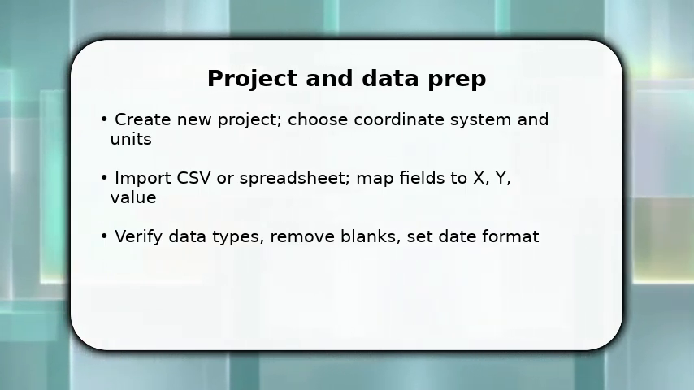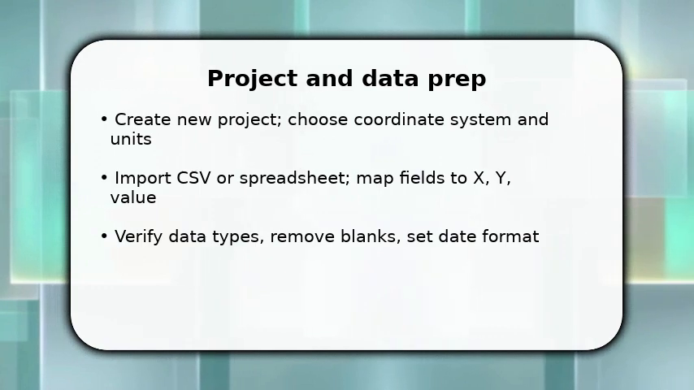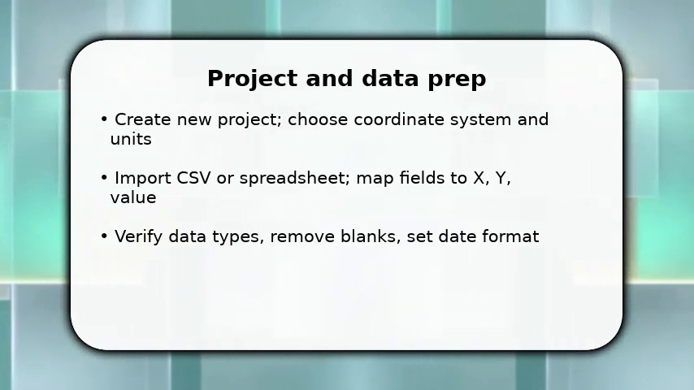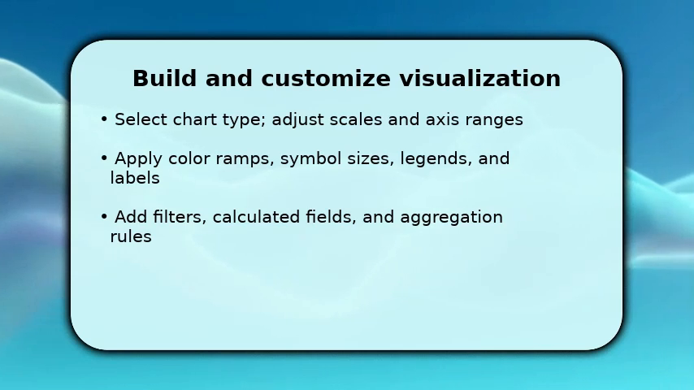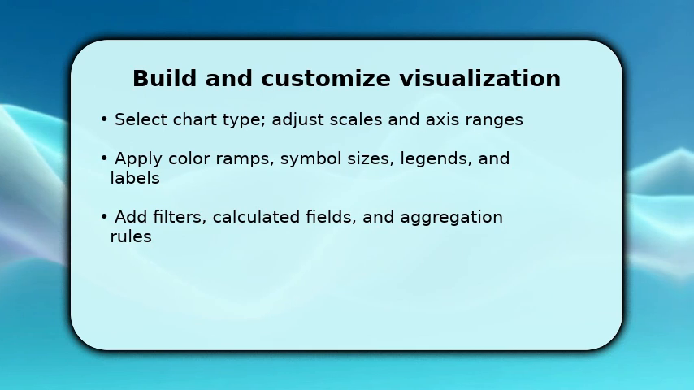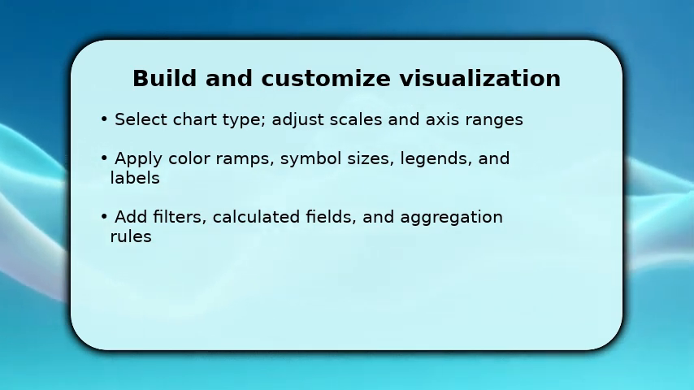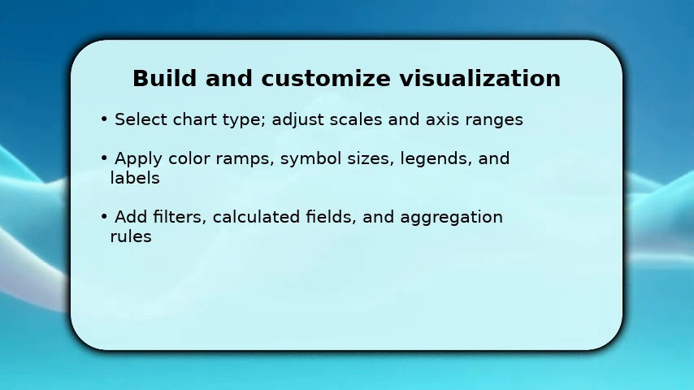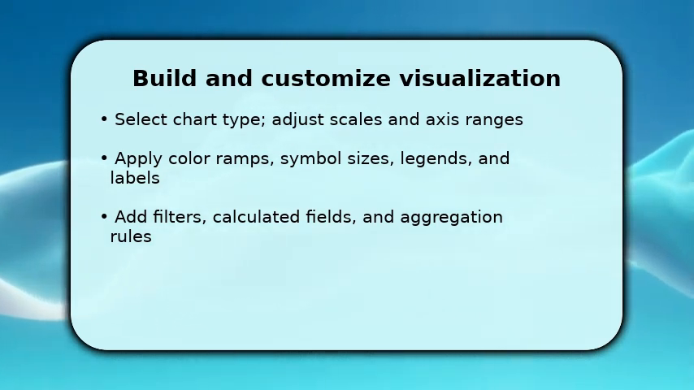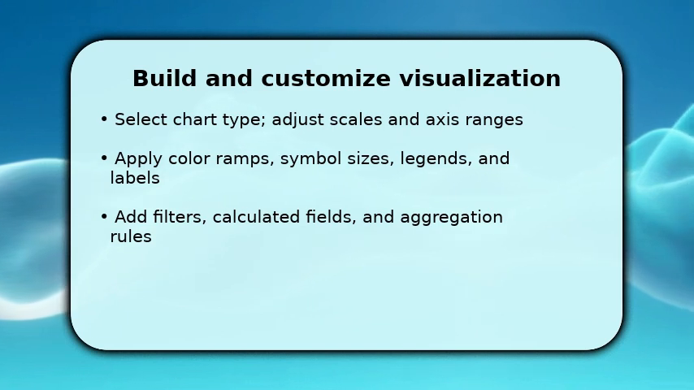You now build the visualization. Pick the appropriate chart type and immediately adjust scales and axis ranges to fit your data range. Next, apply color ramps, tune symbol sizes, and enable legends and labels so patterns pop. Then add filters, create calculated fields, and set aggregation rules. These let you summarize or highlight subsets. As you work, preview changes and iterate.